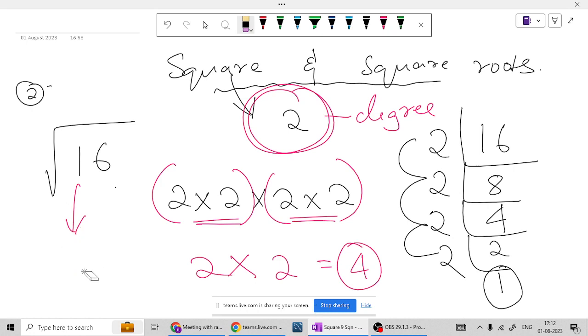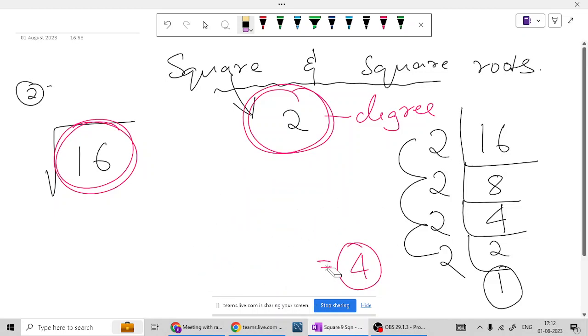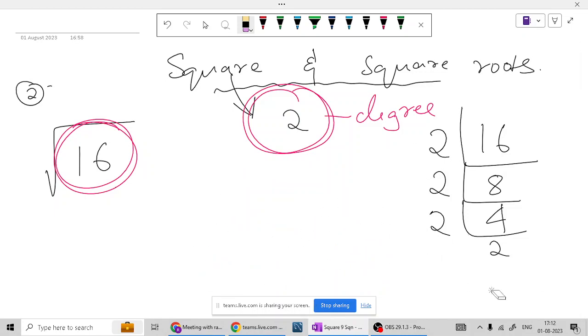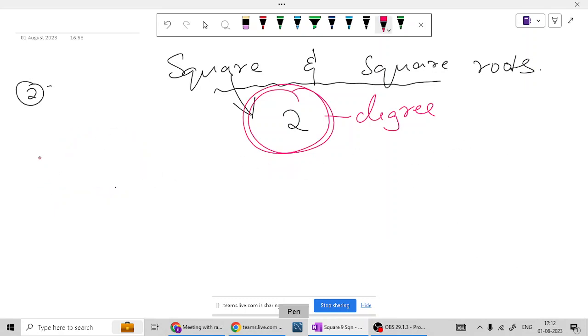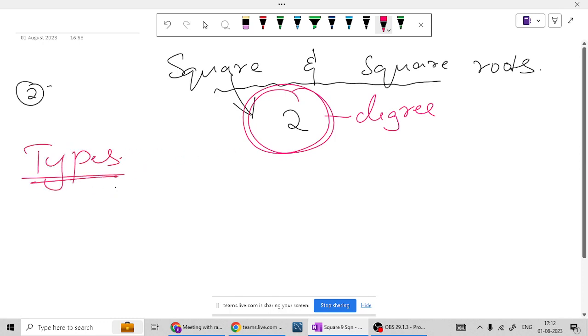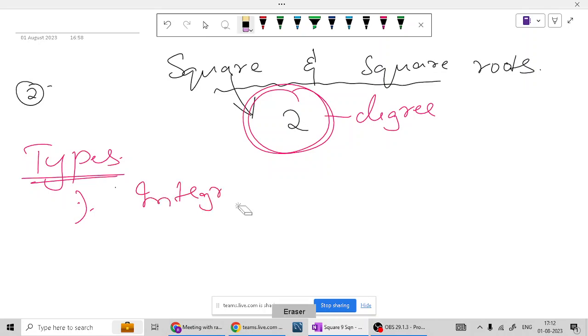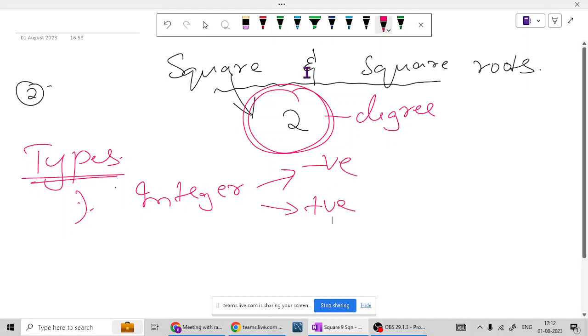Now, what kind of base did we use? This 16 is what kind of number? It's an integer, a positive number. Now let me teach you the types of numbers we use to find squares. The first one is integer, that is, we either use negative values or positive.